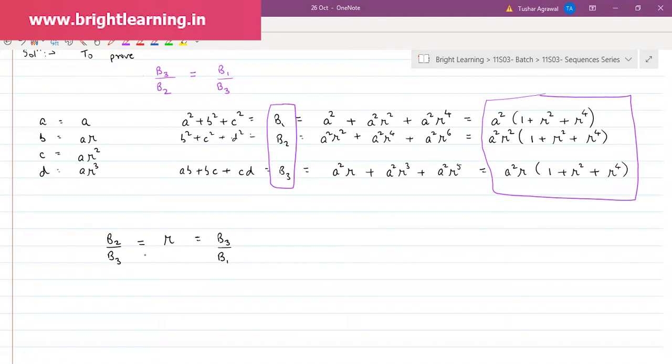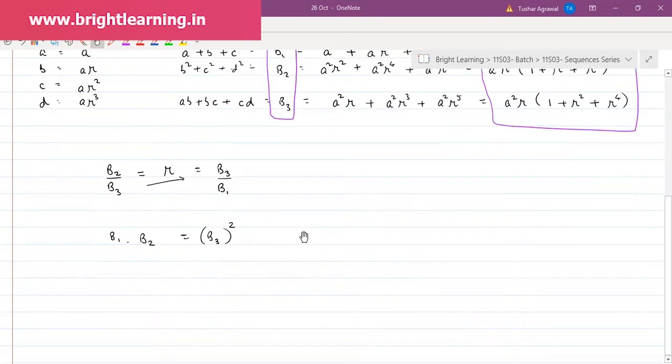So ultimately, now do the cross multiplication. So b1 into b2 will be equal to b3 complete square. Yes, b1 into b2 will be b3 square. Hence proved.